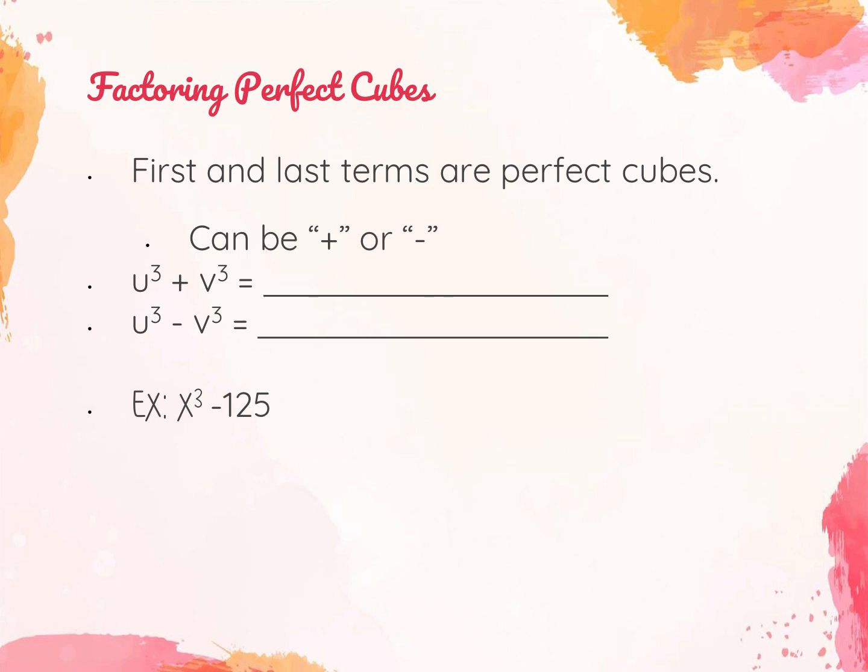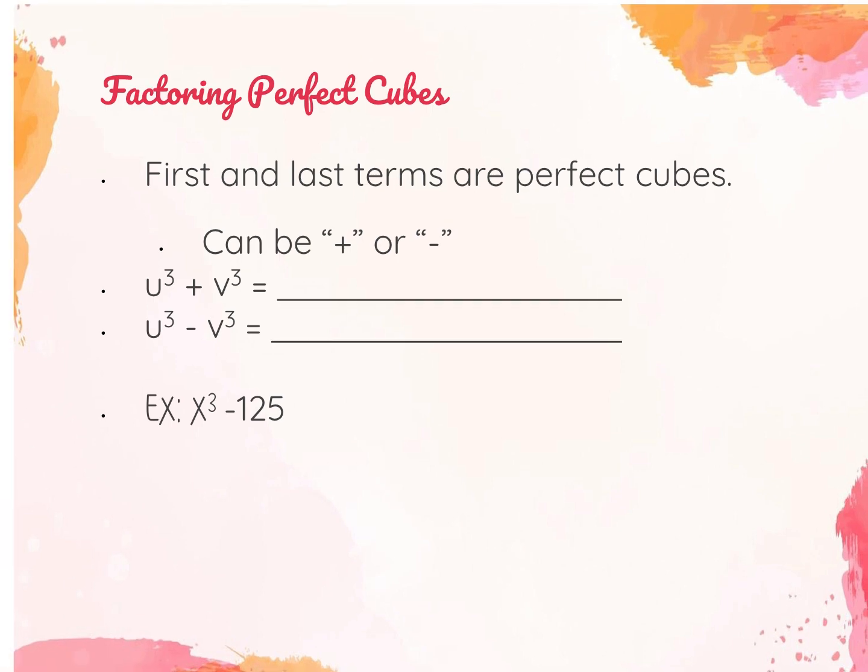So when you have the sum of two cubes, u cubed plus v cubed is going to be u plus v, times u squared, opposite sign of the original, and then u times v, always positive, and then the v squared. This will be the pattern that you need to memorize.